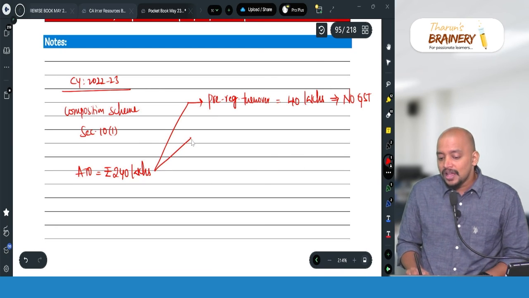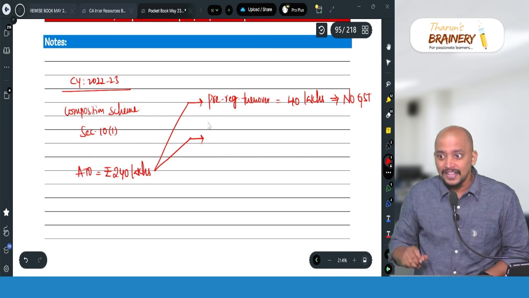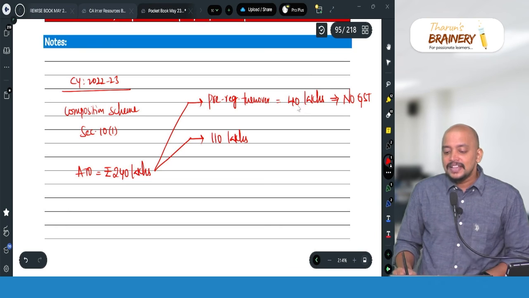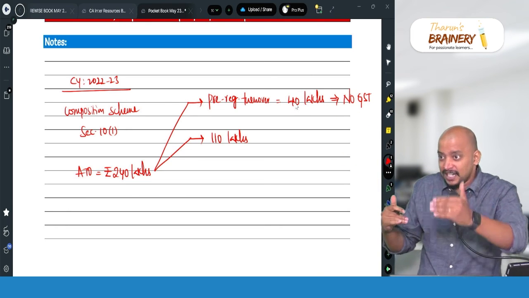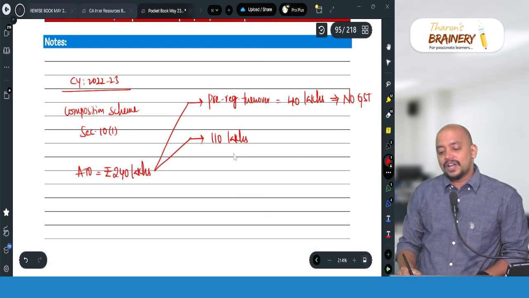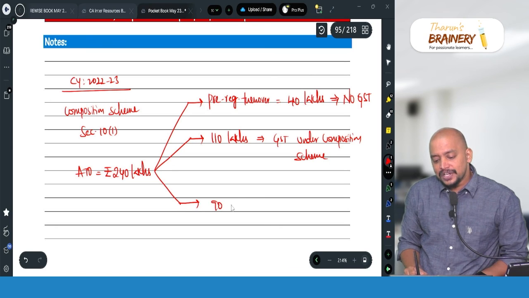And thereafter, on the next 150, 110. Why 110 lakhs? Sir, overall 150, in that first 40 under pre-registration, no GST. Thereafter 110 lakhs, we need to pay GST under composition scheme. Then what is the balance turnover? 90 lakhs. On that 90 lakhs, we need to pay GST under normal scheme. Is it clear? GST under normal scheme.